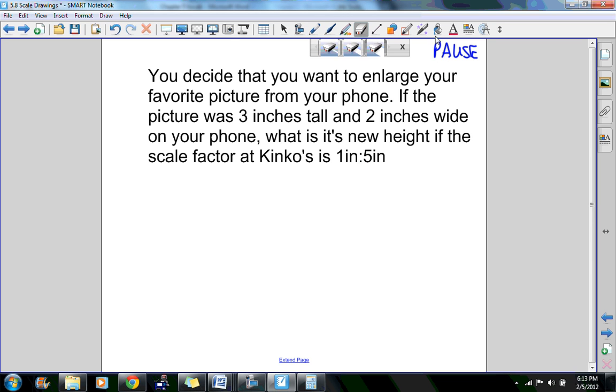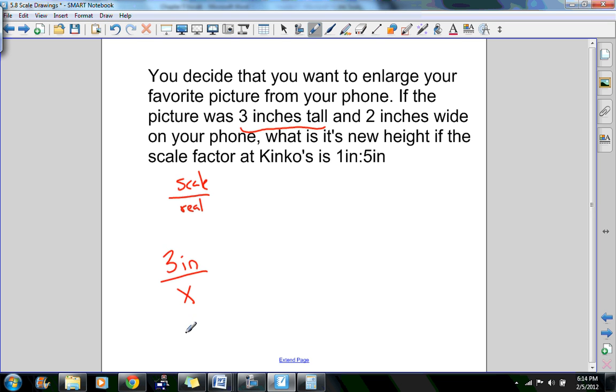Okay, so we're back. So for this one, we know that the scale factor is going to be 1 inch to 5 inches. Therefore, it's going to be scale over real again. So we care about this number here. The height of it was 3 inches. And we're looking for the new height, so that's x, and we're going to set that equal to 1 inch over 5 inches. Now we just have to cross multiply, and it turns out to be an easy one. The answer is 15 inches.